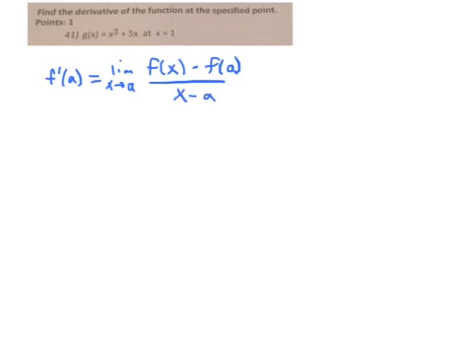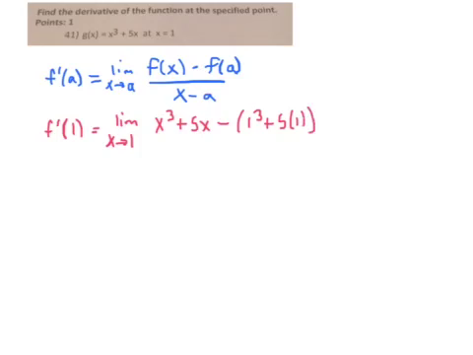So let's plug things in. We're trying to find f prime of 1, which means this is the limit as x approaches 1, because a is 1. We're going to put in f of x, which is our function, x cubed plus 5x, minus f of a. So that's what we get when we plug in that 1 into our function, all over x minus 1. So we need to figure out what 1 cubed plus 5 times 1 is. That should be 6.